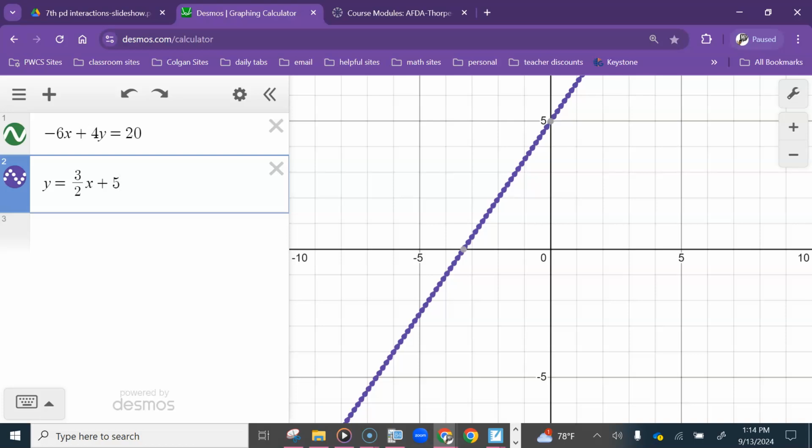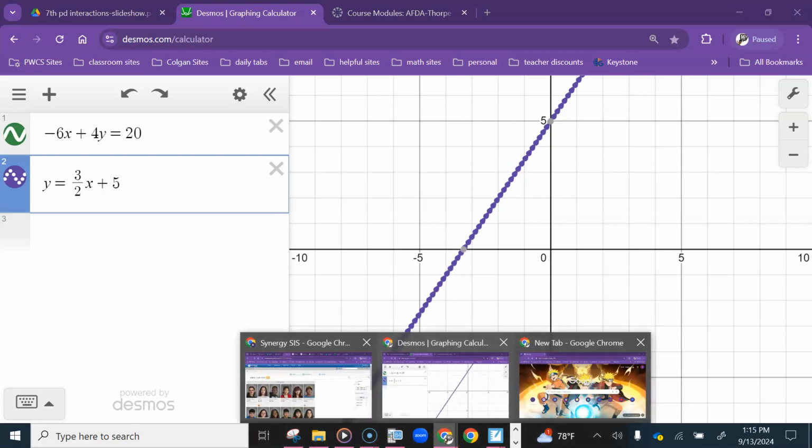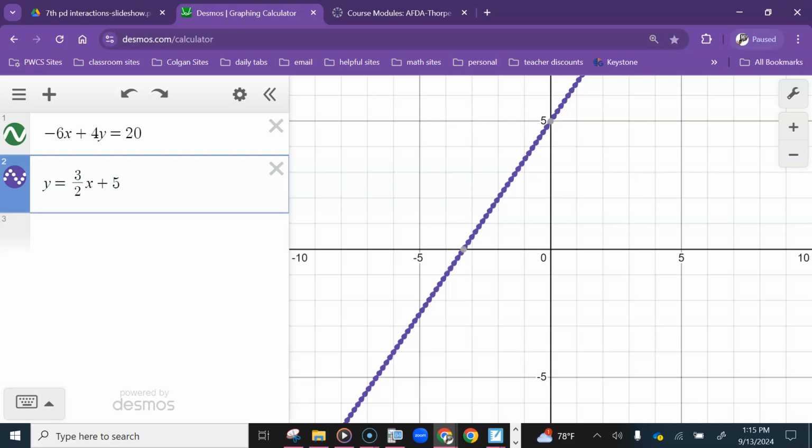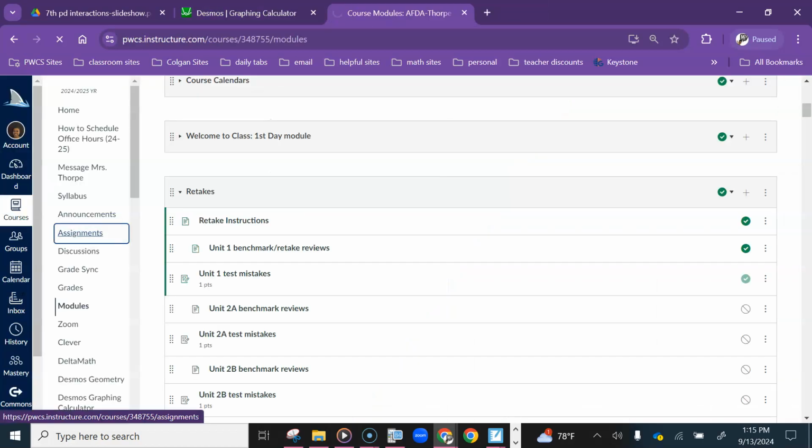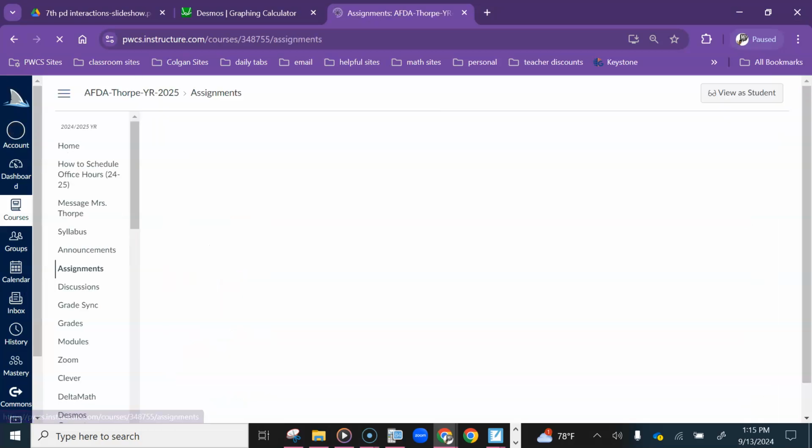Okay? So I need you guys to do 2 things for me. And then after you do these 2 things, you can work on retake work, missing tests, other missing delta math, things like that. So the 2 things I need you to do for me are in delta math. You can do this on your iPad or your computer. Go into the slope part 2 assignment.